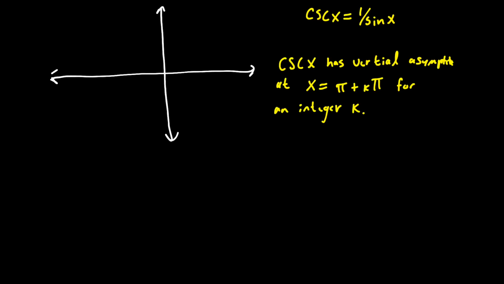We'll restrict again the picture to be on the interval from 0 to 2 pi, but then extend it. So first, let's go ahead and draw vertical asymptotes. Now, when sine x is equal to 1, cosecant x will be equal to 1, which means that cosecant x has a value of 1 when x is equal to pi divided by 2, and cosecant x has a value of negative 1 when x is equal to 3 pi divided by 2.